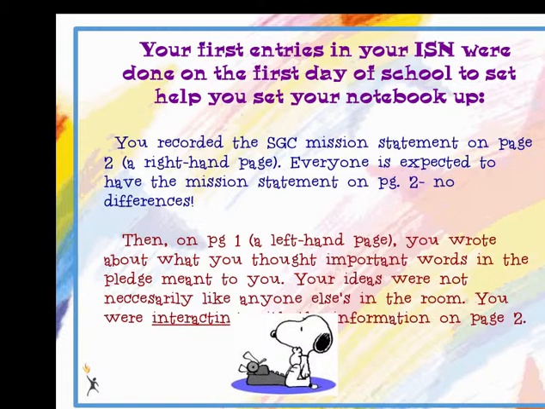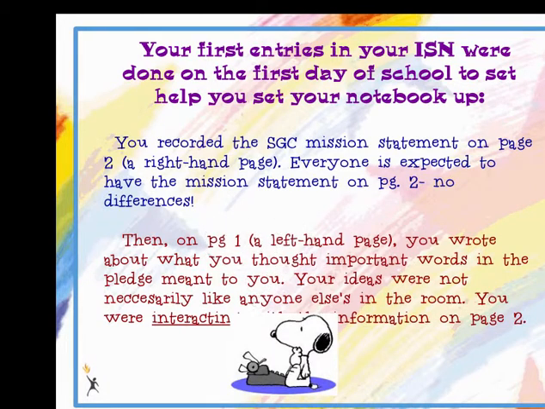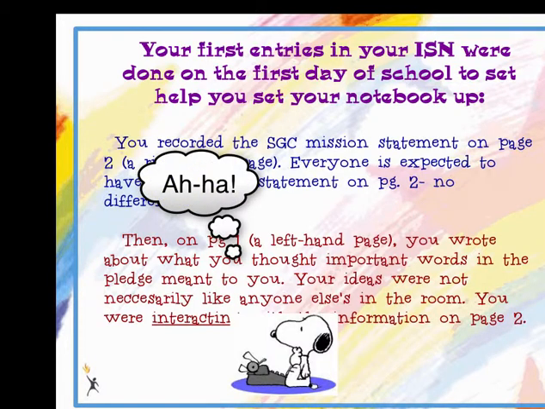If you look at page 2, which is a right-hand page, an even-numbered page, you glued in or you copied this Spratley Gifted Center mission statement, and we annotated together all of the words that were important in that mission statement. Then on page 1, a left-hand page, I asked you to reflect on what you thought each of those critical vocabulary words meant in that statement. So when we were done working through page 1, discussing what you thought, your understanding of page 2 was clearer because of the work you did on page 1.